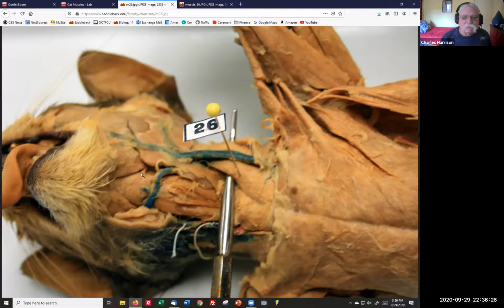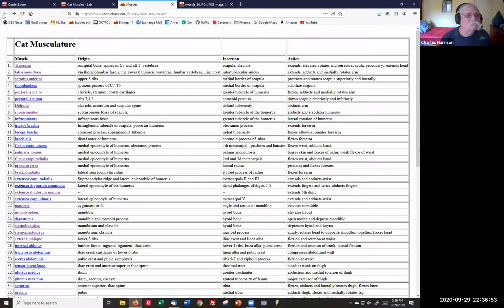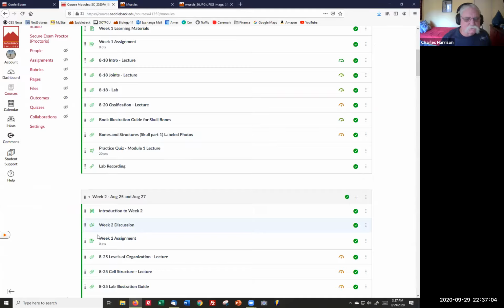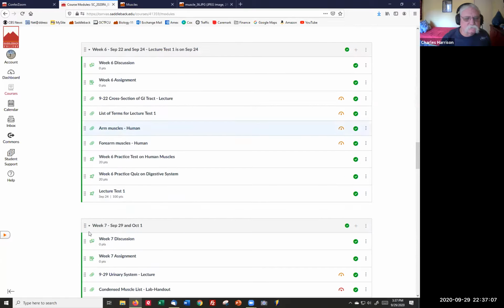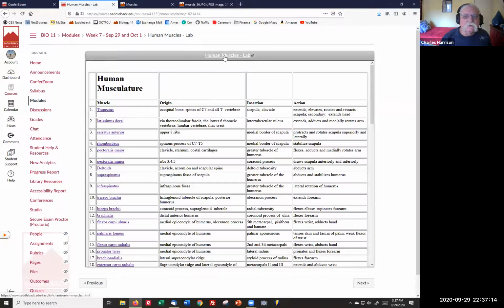Okay, here's muscle number 26. This is the sternomastoid. Now, this, although it's blurry, this was the sternohyoid, mylohyoid, digastric, and way up here, the masseter, and this is the sternomastoid. I'm back to human muscles again.